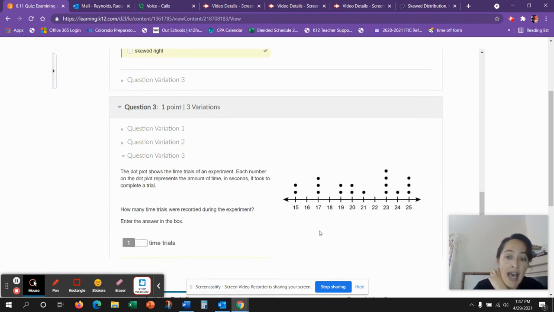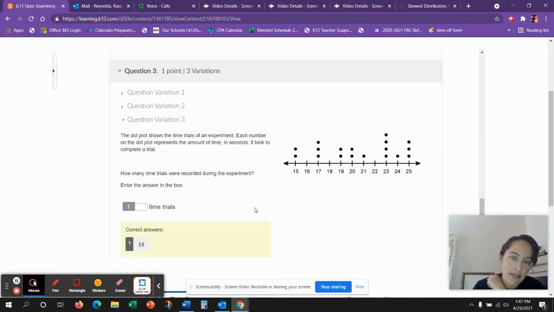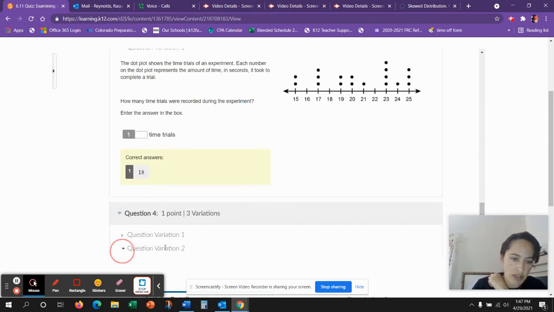This dot plot, remember, each number on the dot plot represents how many time trials were recorded. So we reviewed how to read this. You would count the dots, my friends. Each dot represents one of the time trials. 1, 2, 3, 4, 5, 6, 7, 8, 9, 10, 11, 12, 13, 14, 15, 16, 17, 18. Boom. They just want to make sure you remember how to read distributions, how to write distributions, what to think about distributions.